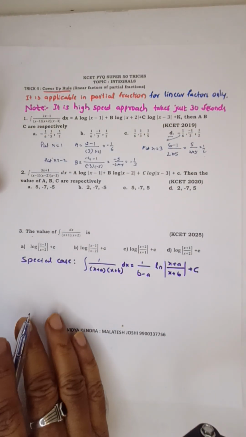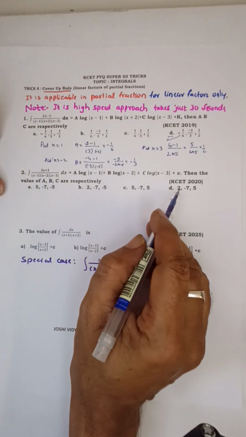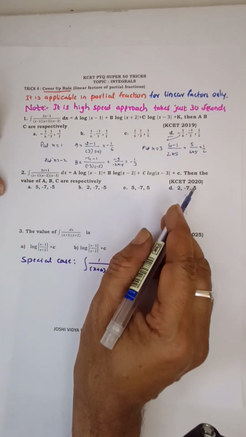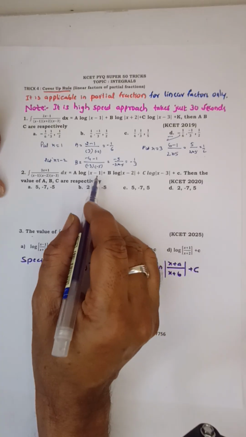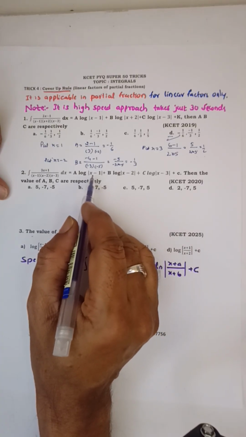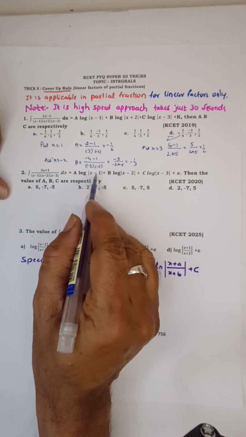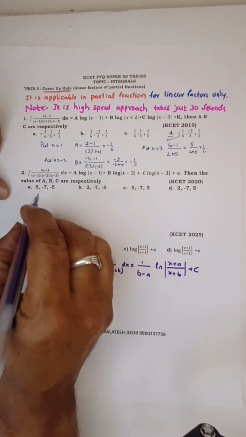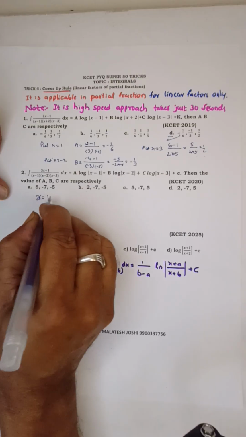In the same way, let us solve the second question. See, here it occurred in 2020. Again the same method is there. See, what is the rule? How to find the a values? Here this term we have to make it 0. To make it 0, what should we put? x is equal to 1 you should put.